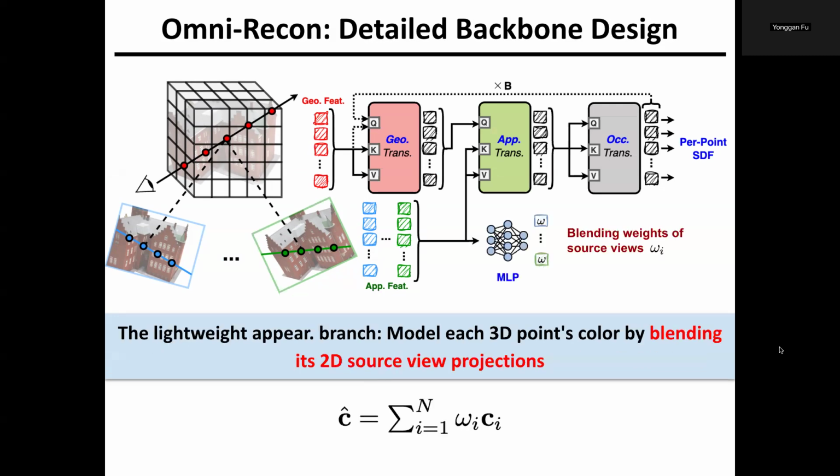In parallel, we'll adopt a lightweight MLP for modeling each 3D point's color by blending the color of its projections onto the source views. Instead of directly predicting the color, we predict the weights of the color blending process, which are the omega in this equation.